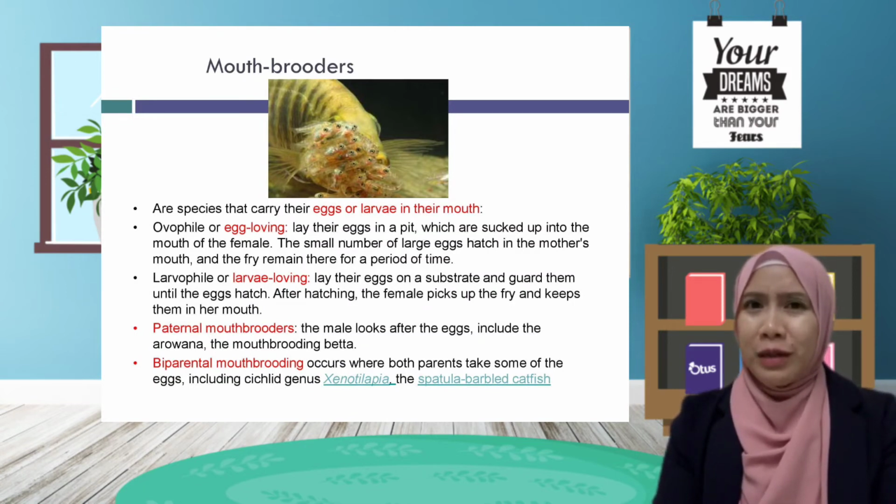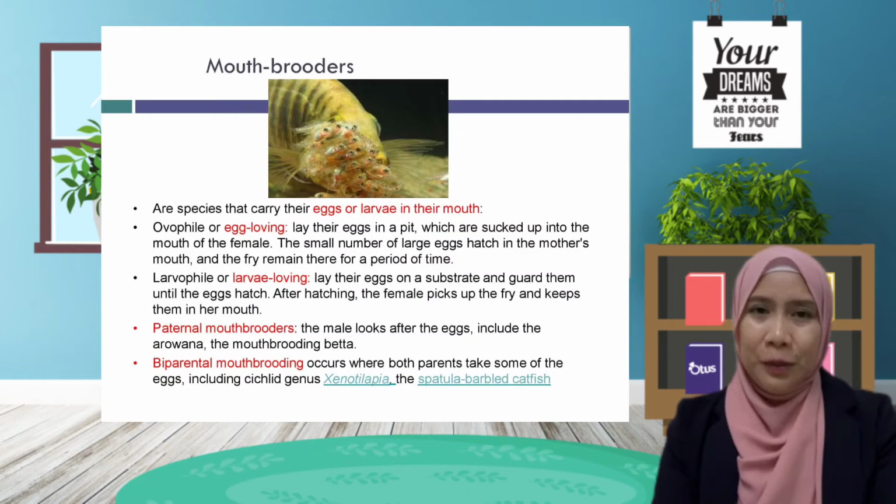Paternal mouth brooders, where the male looks after the eggs, include the arowana fish and the mouth brooding betta, whereas biparental mouth brooding occurs where both parents take some of the eggs, such as the cichlid genus Xenotilapia and the spatula bubble catfish.